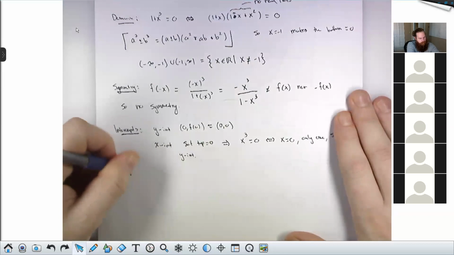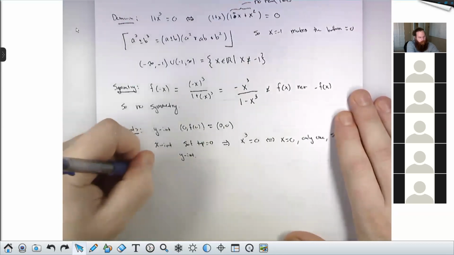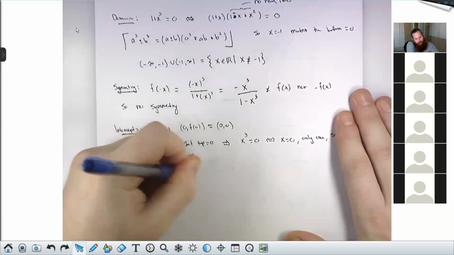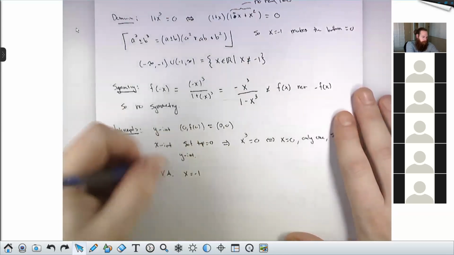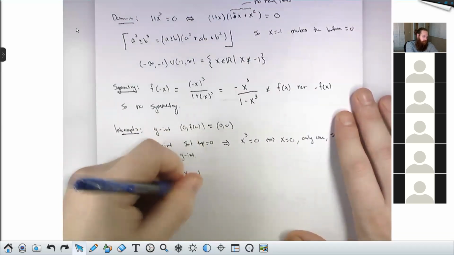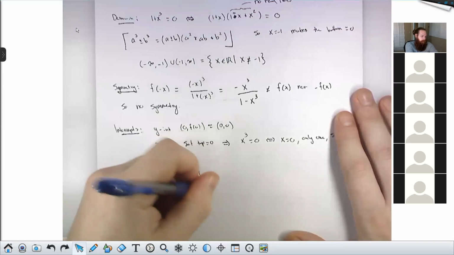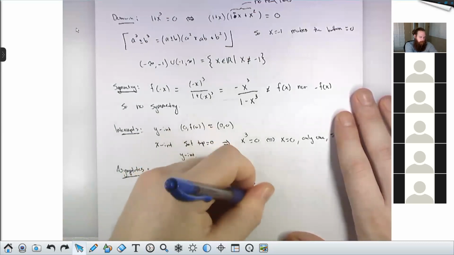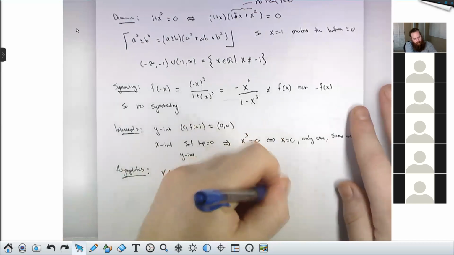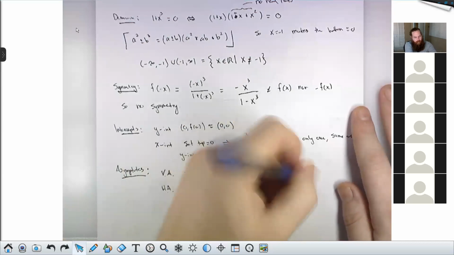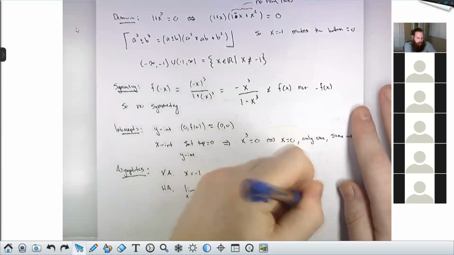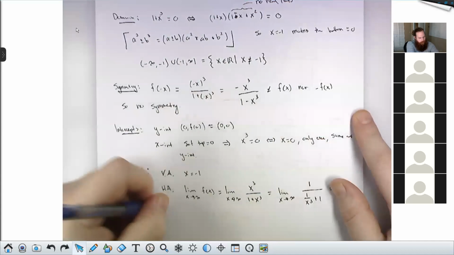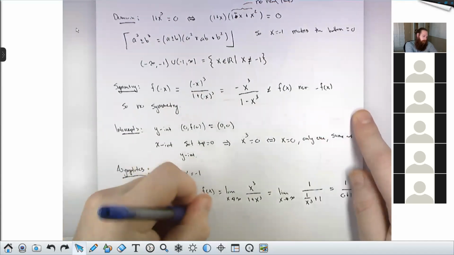Asymptotes. I do have a vertical asymptote where the bottom is 0. That's -1. And horizontal asymptotes, I need to consider the limit as x goes to infinity of f of x, which is the limit as x goes to infinity of x cubed over 1 plus x cubed. And if you divide top and bottom by x cubed, you see that this is the same as 1 over x cubed plus 1. And in the limit, that's 1 over 0 plus 1. So y equals 1 is a horizontal asymptote.